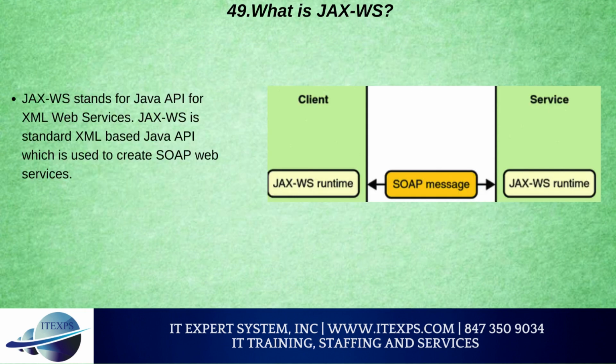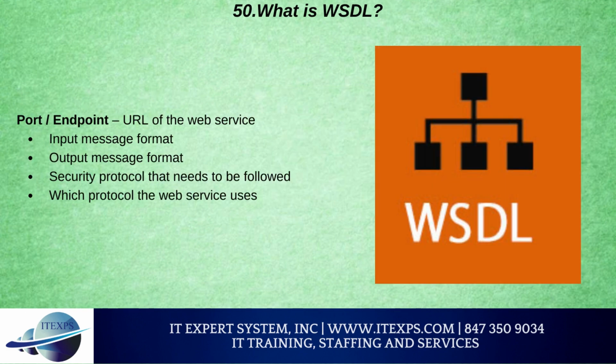What is JAX-WS? JAX-WS stands for Java API for XML web services. JAX-WS is standard XML-based Java API which is used to create SOAP web services. What is WSDL? Port or endpoint or URL of the web service. Input message format. Output message format. Security protocol that needs to be followed. Which protocol the web service uses.